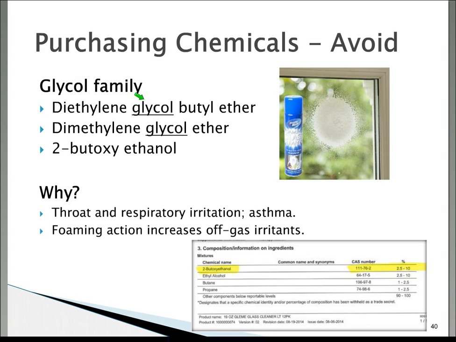The glycol, unfortunately, does have a synonym that does not have the word glycol in it. That synonym is called 2-butoxyethanol. It has the same health effects. Now, let's say you do have a graffiti and a grime and a glass problem. You might be able to just use that product once a month instead of every day. It's the everyday action of breathing the foam VOCs that causes problems.